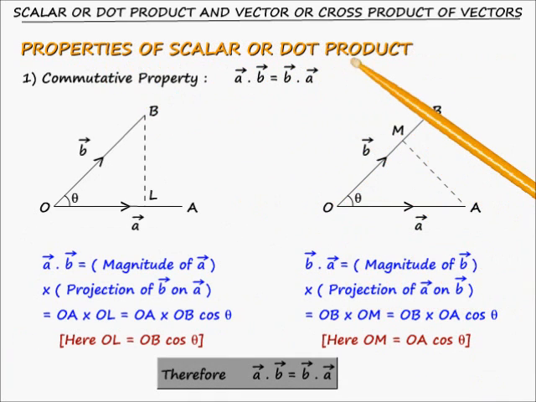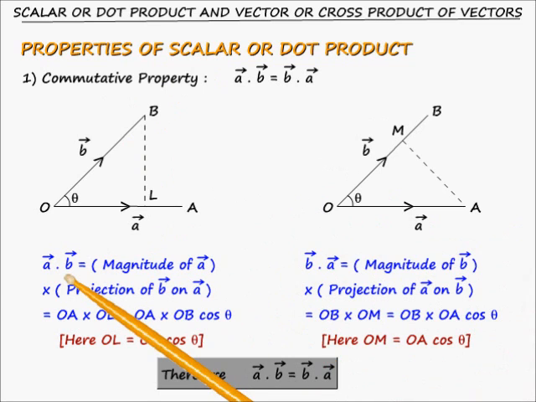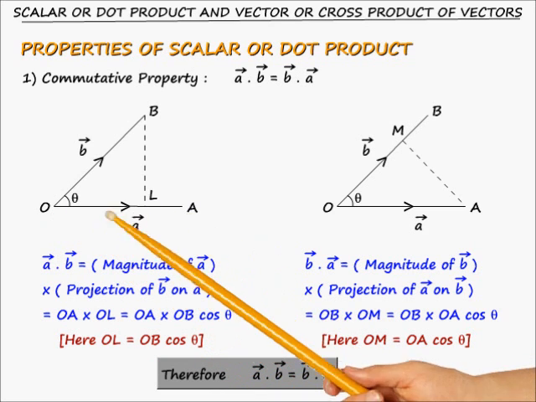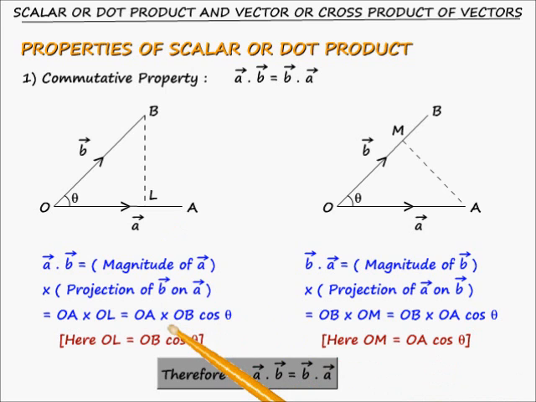Properties of scalar product. Commutative. Look at the diagram. Here, A dot B equals magnitude of A into projection of B on A, which is equal to OA into OL, which is equal to OA into OB cos theta, and B dot A equals magnitude of B into projection of A on B, which is equal to OB into OM, which is equal to OB into OA into cos theta. Therefore, A dot B equals B dot A.